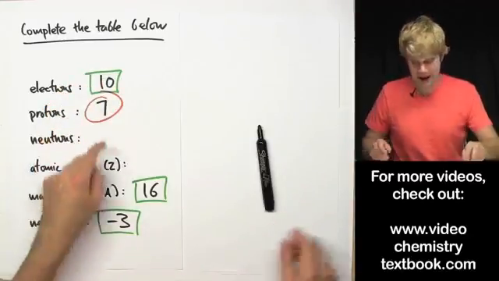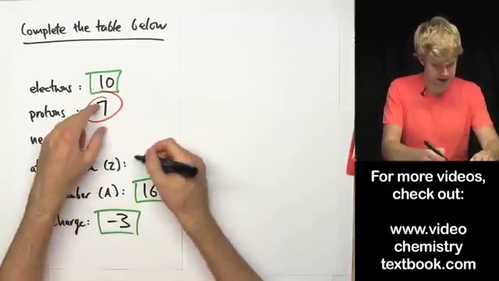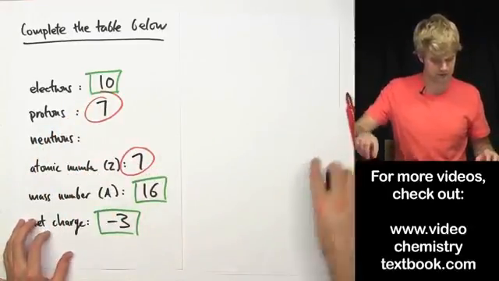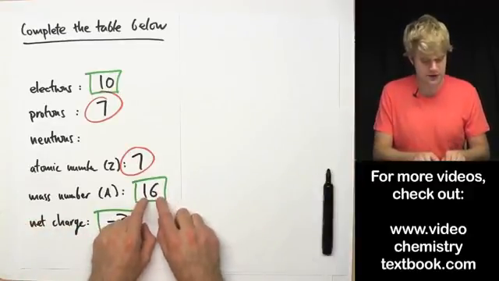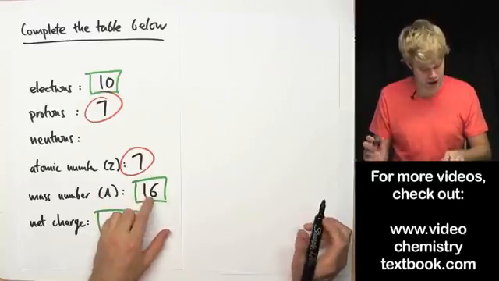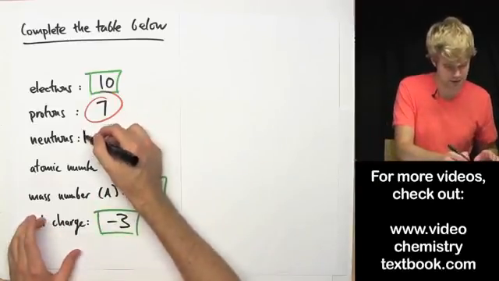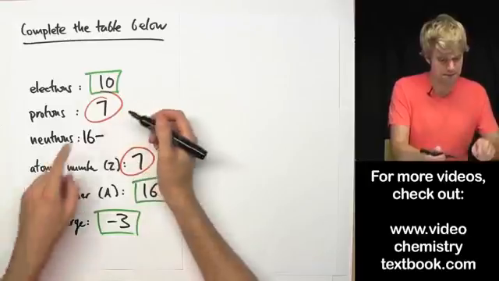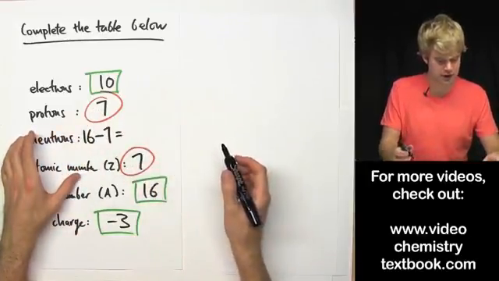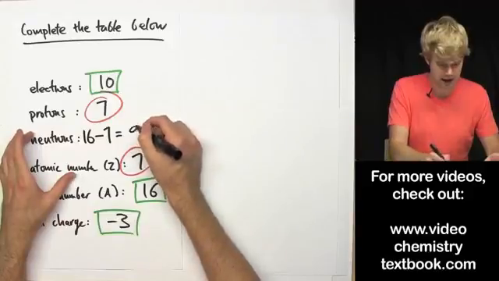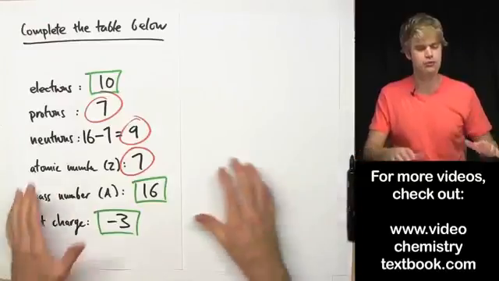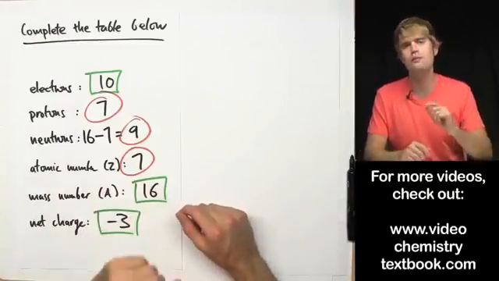Okay, now I know that my atomic number is the same as my number of protons, so that is also going to be 7. The mass number here is the number of protons plus the number of neutrons. So to get just the number of neutrons, I take the mass number, protons plus neutrons, minus the number of protons, 7, and that is going to give me 9 neutrons. Sometimes these table problems can be the hardest, so we'll do one more example.